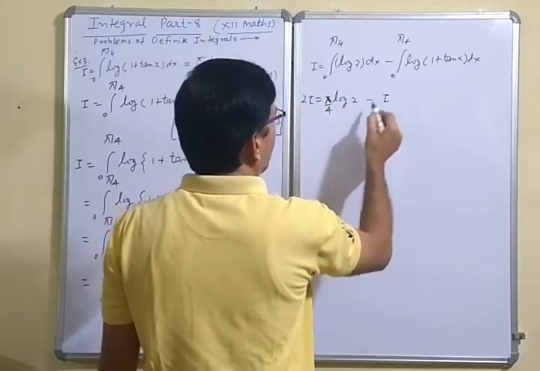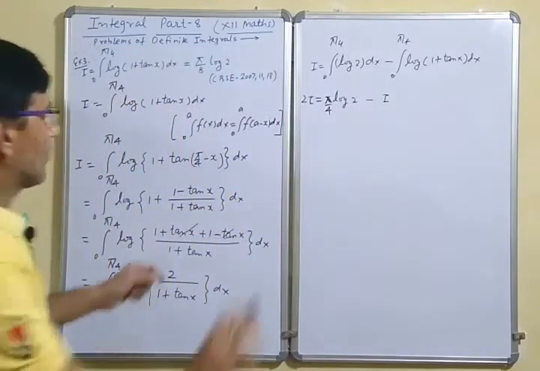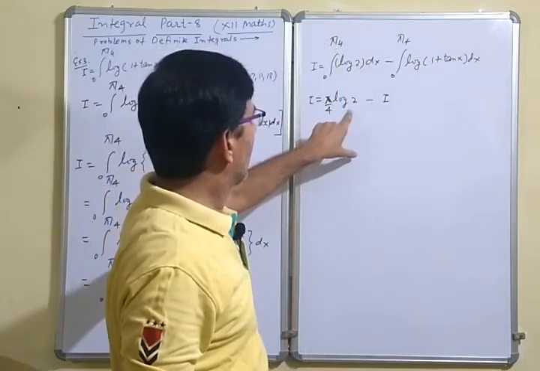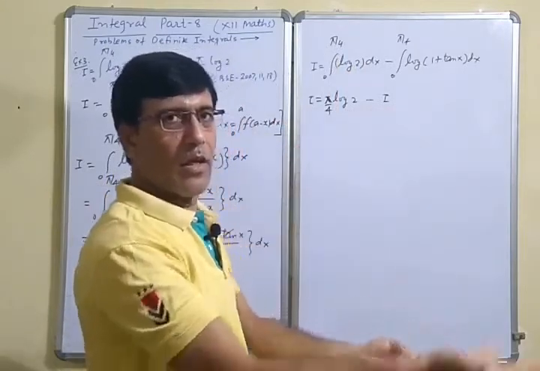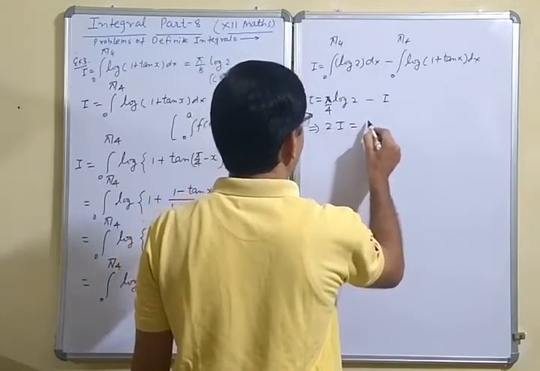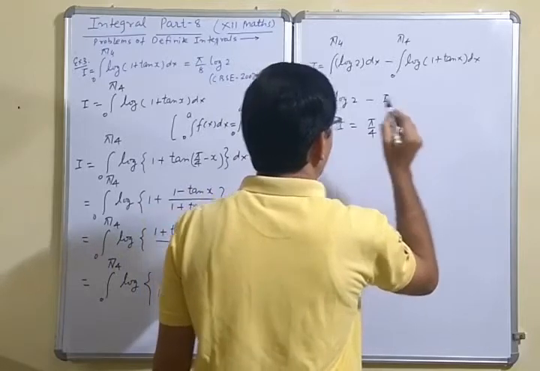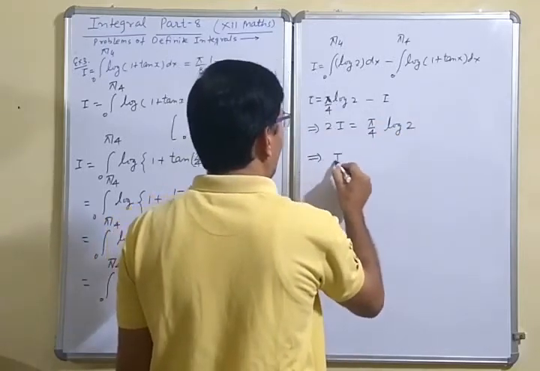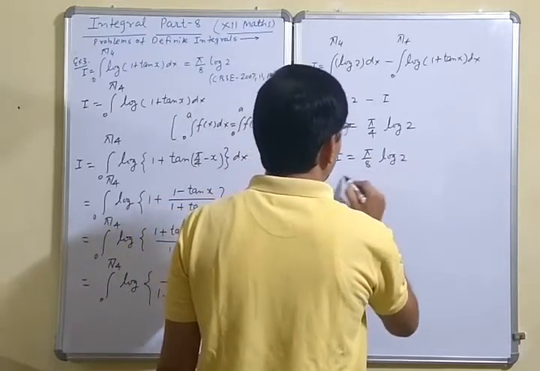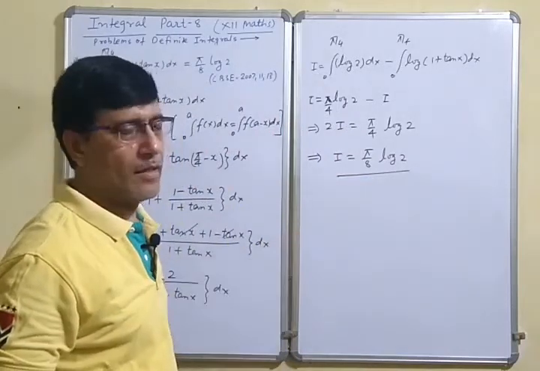So this is I. I is equal to pi by 4 log 2 minus I. So now I on this side. So this implies that 2I is equal to pi by 4 log 2. So this implies that I is equal to pi by 8 log 2. So this is the required solution of this example.